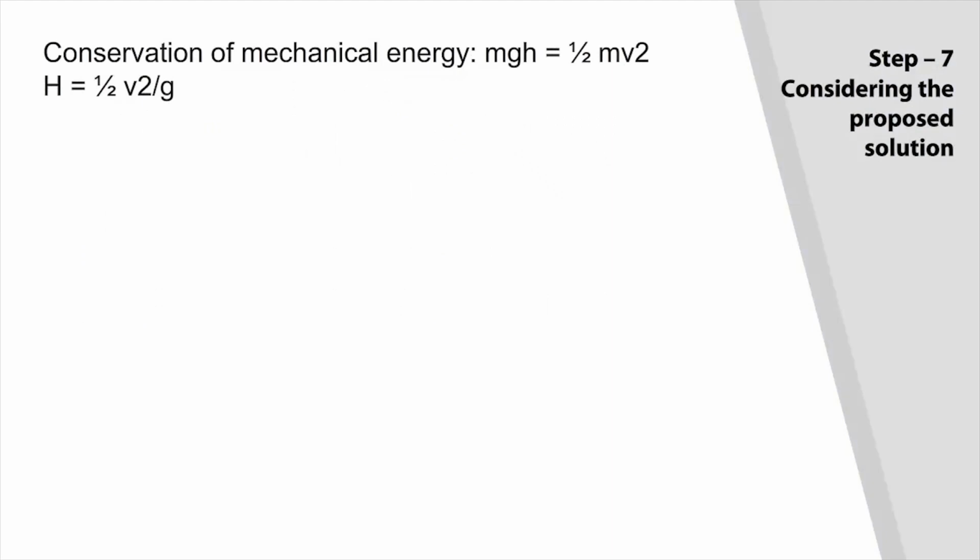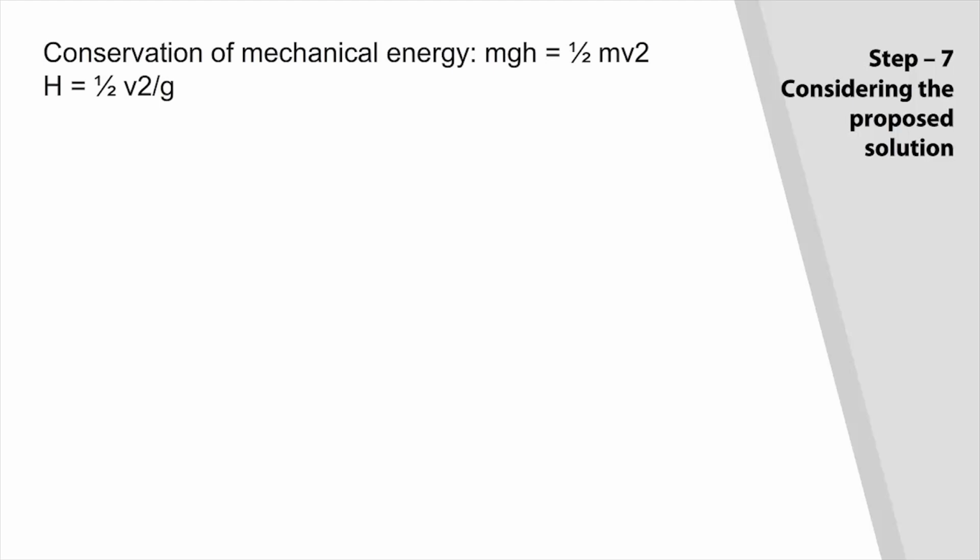Step 7 is considering the proposed solution. There are several ways in which we can propose a solution to this problem. What I am going with is the law of conservation of mechanical energy. So we have mgh is equal to half m v squared. This is the most efficient approach to solve for h. So using the conservation of mechanical energy, we get an equation for h as h is equal to v squared by 2g.